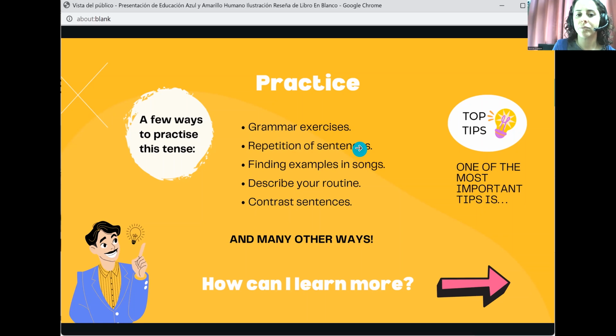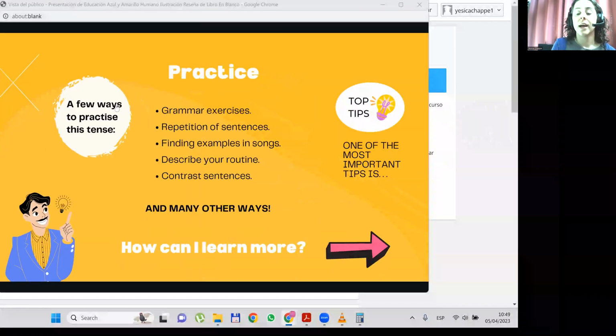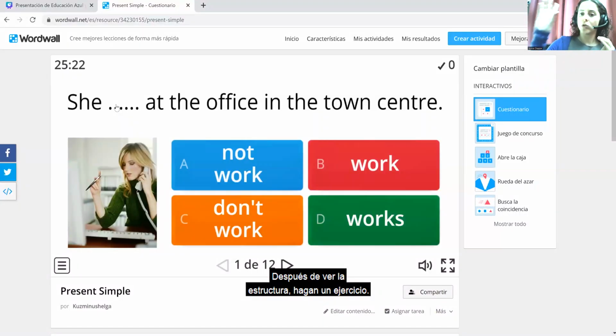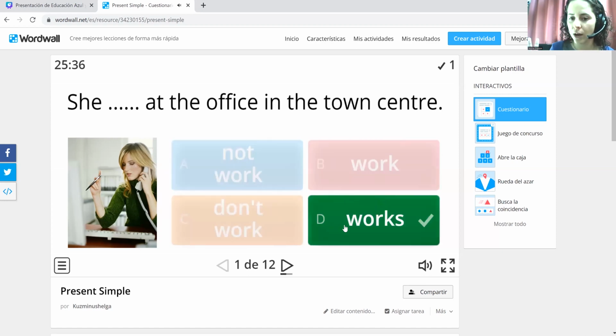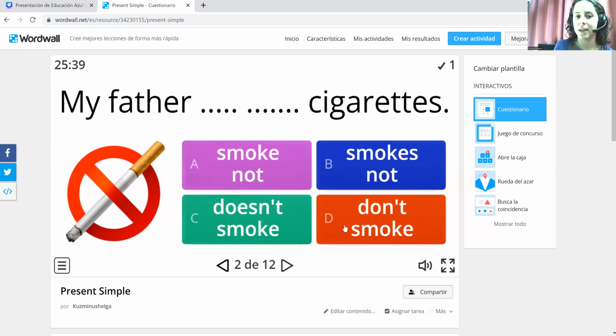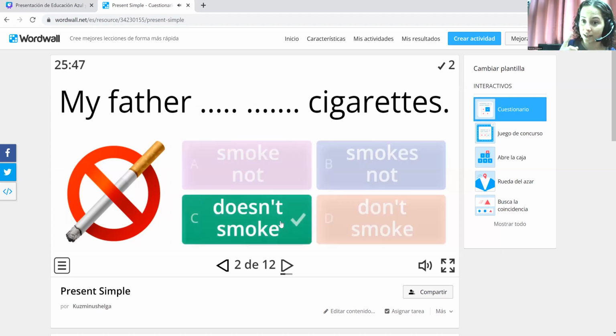There are many other ways. And actually, I would like to show you one of the grammar exercises that you can do here with me. After you practice the structure, go to a grammar exercise immediately. And then you will see if you understood or not. For example, here, she works. That is the only possible option, because he, she, it needs the S. My father, this is negative, doesn't smoke. This is a habit that he doesn't have.